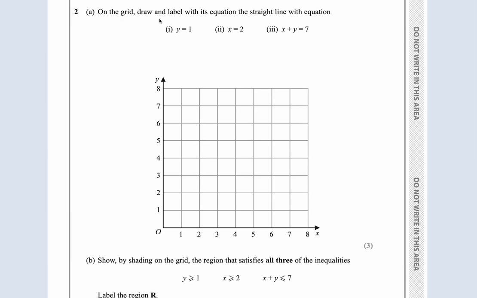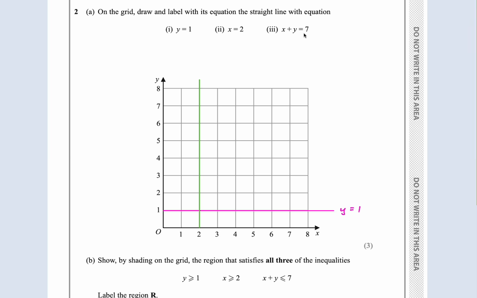On the grid, draw and label with its equation the straight line with equation y equals 1. Okay, for y equals 1, we go to y equals 1, and we draw a line across like this. This is y equals 1. x equals 2. Go to x equals 2 and we draw a vertical line. Now some people mix these up, guys. Remember, the y is the horizontal line and the x is the vertical line, opposite to what the axes are.